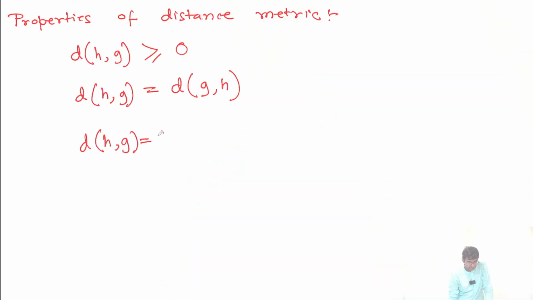If d of h comma g is equal to 0, then what does it imply? h equals g. That means they are essentially the same functions, right. So, this is known as the distance metric space or metric space. Okay. So, what have we defined till now? Square integrable function in vector space, then inner product space, norm space, and distance metric space. These are the four things we have defined.